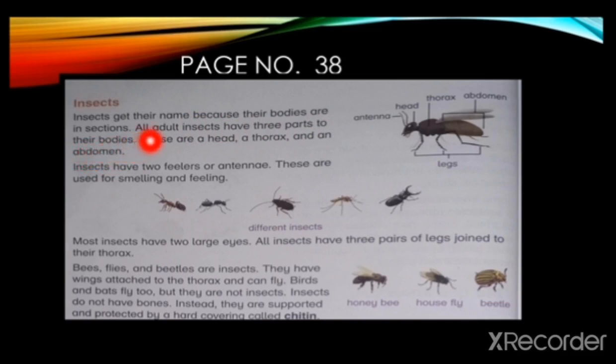Ab inko ye naam kyun mila hai? Kyunki inke jo jism hai, wo sections means tukdon mein hote hain. All adult insects have three parts.